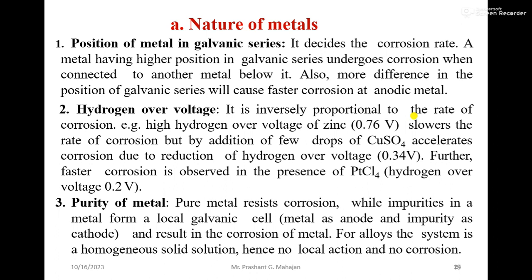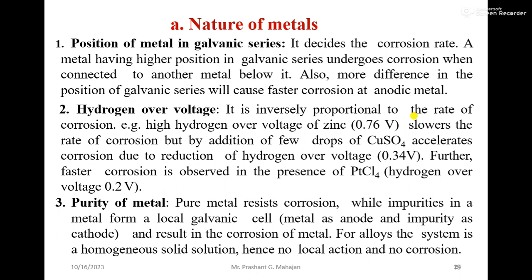The first factor is nature of the metal, that is position of the metal in the galvanic series. As I earlier told, the metal having a higher position in the galvanic series will undergo corrosion. Second thing, the metal which is present at the bottom of the series will be protected from corrosion. One more thing, if there is more difference between the two metals connected, there will be faster corrosion.